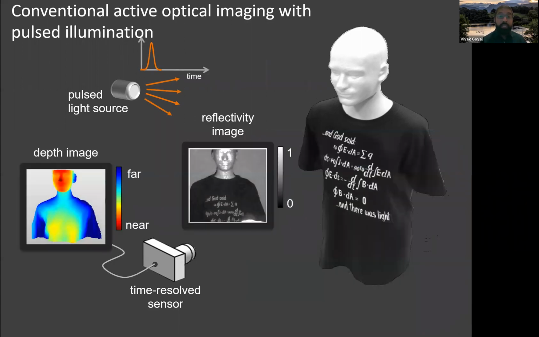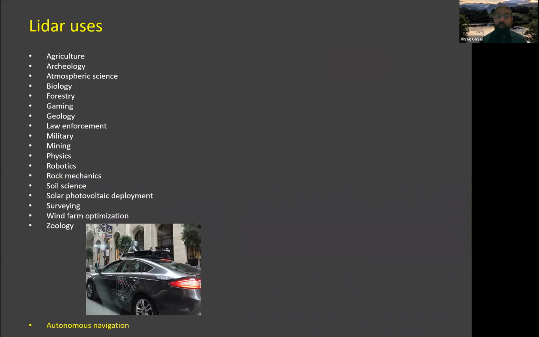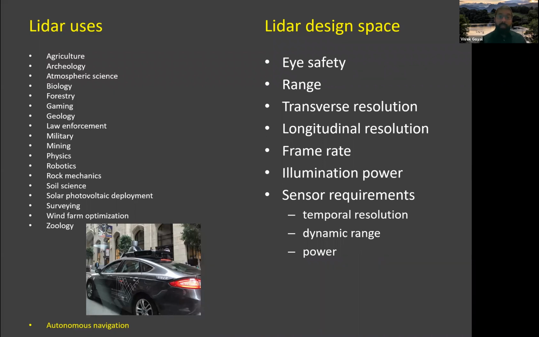Scanning the light source over the whole scene gives a depth image and a reflectivity image. That's the basic idea of Lidar, and Lidar has lots of applications from A to Z. The biggest commercial driver at the moment is autonomous navigation. It's generally agreed that using RGB cameras alone is not enough to provide the robustness and accuracy that is needed for safety. The design space is complicated with issues like eye safety, range, transverse resolution, longitudinal resolution, etc. For today, I'm going to simplify all of this by saying that all trade-offs are improved by using light efficiently. That is, make the most of the light you have in both absolute terms and relative to the ambient light.